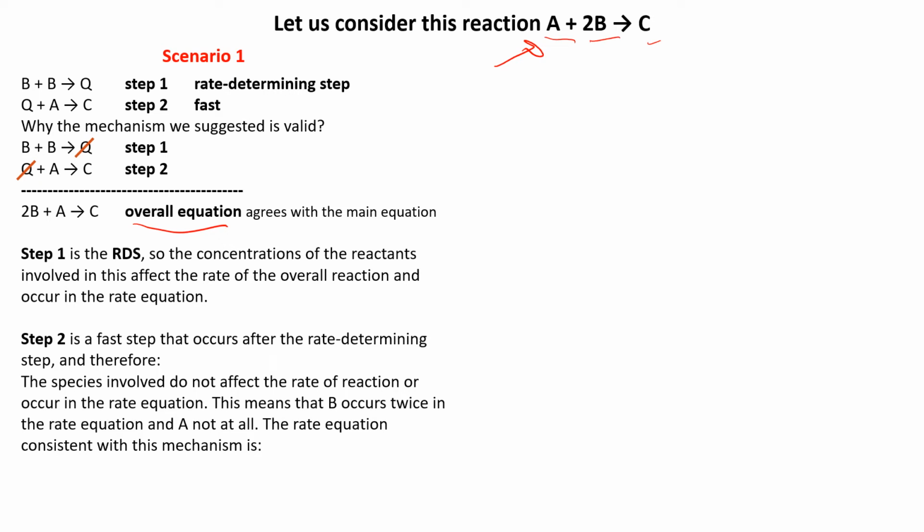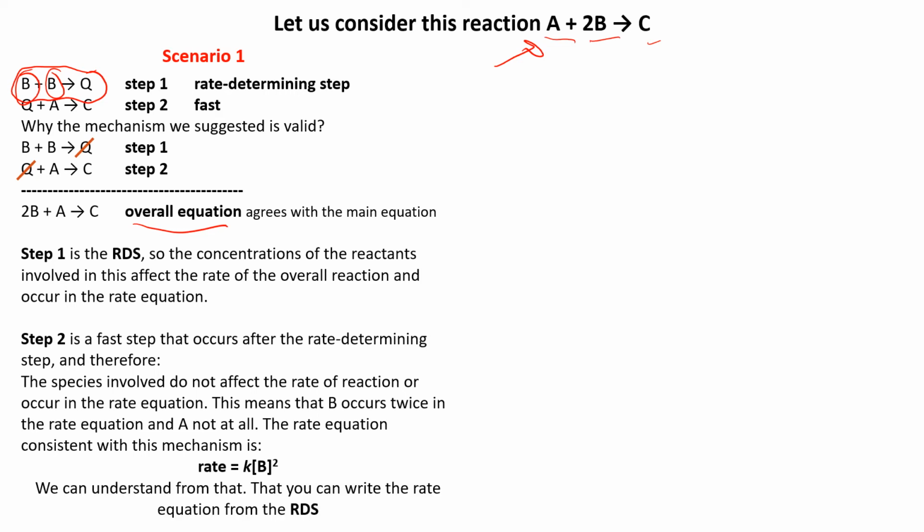Because of its reactants. If this is the slow step, its reactants will be represented in the rate equation. So the rate will be equal to K multiplied by the concentration of B squared. We can understand from that you can write the rate equation from the rate determining step.